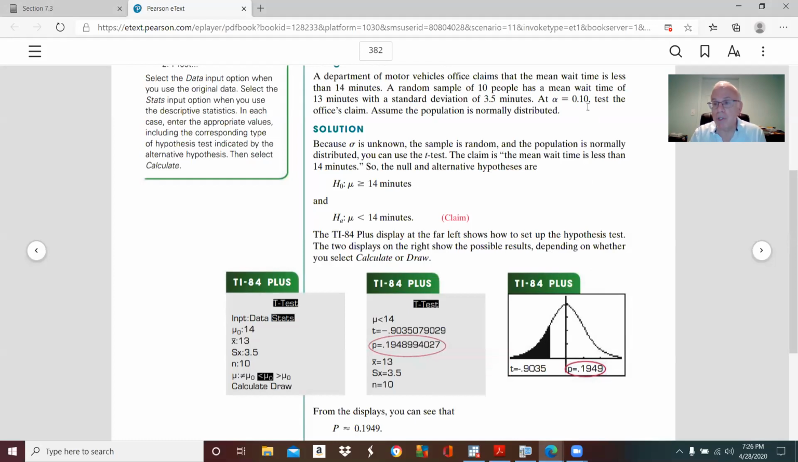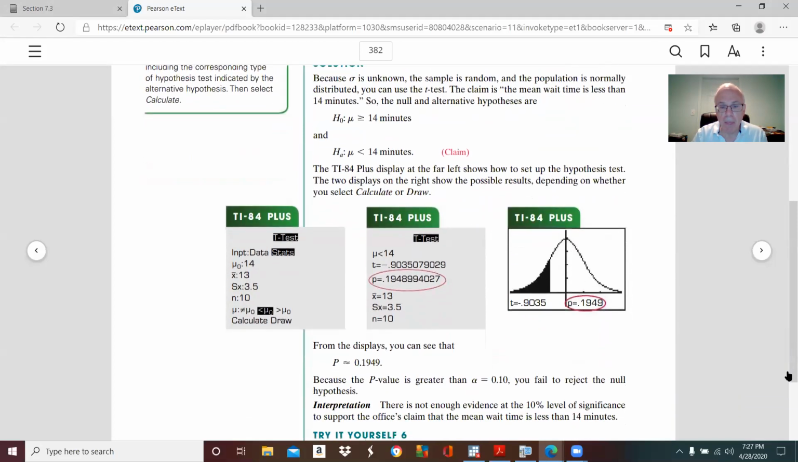What's the decision rule say? Well, if the p-value is less than or equal to alpha, we reject the null hypothesis. If the p-value is greater than alpha, we do not reject the null hypothesis. In this case, the p-value is 0.1949. That's bigger than 0.10. So we do not reject the null hypothesis.